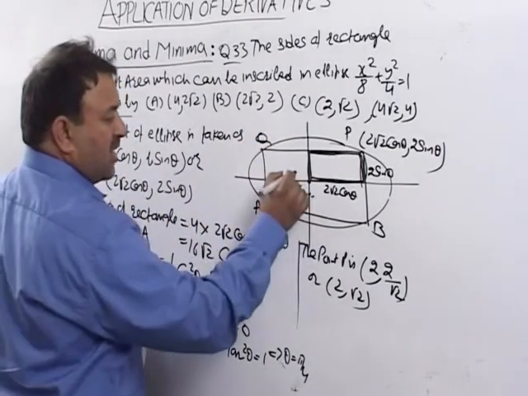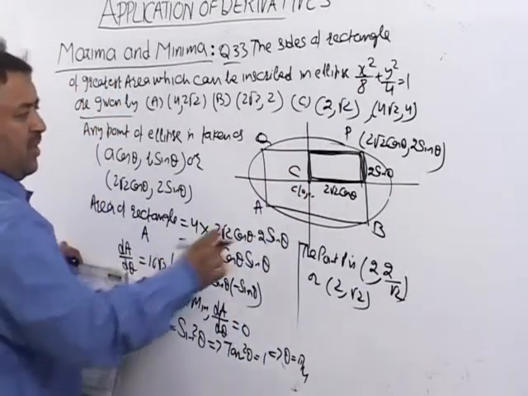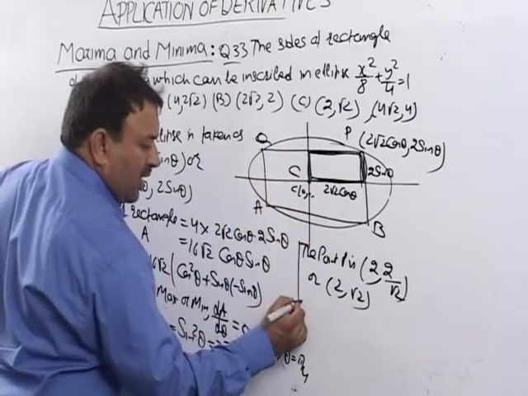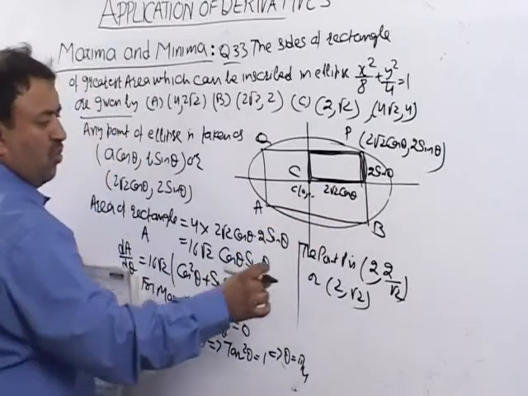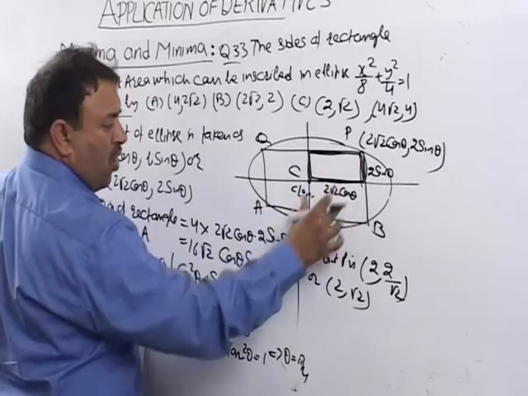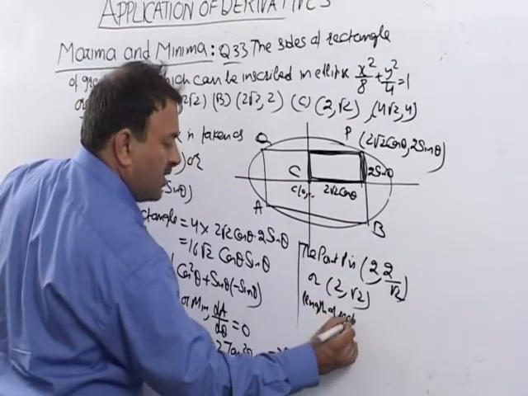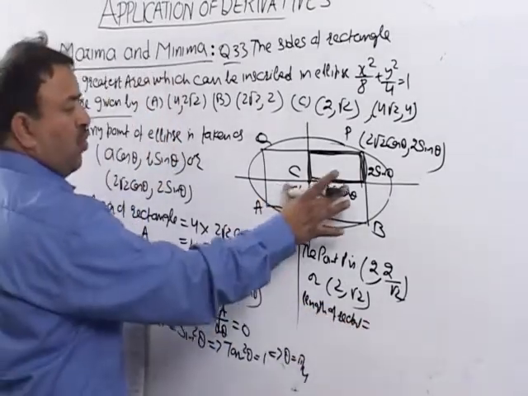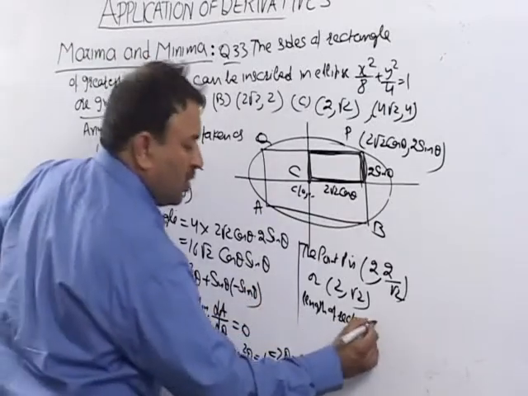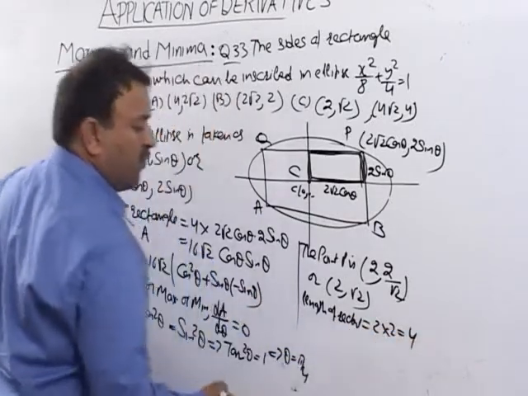Now this is the center. So the length from here is 2 root 2. Length of rectangle is equal to this whole, that is 2 into 2 root 2. 2 into 2 comes out to be 4.